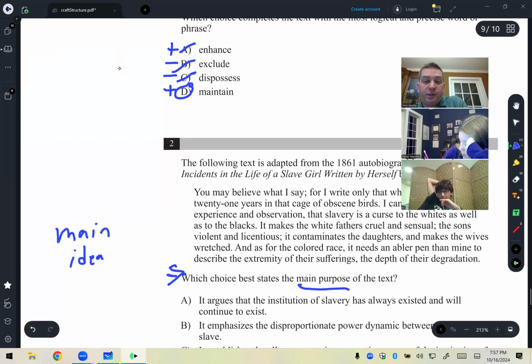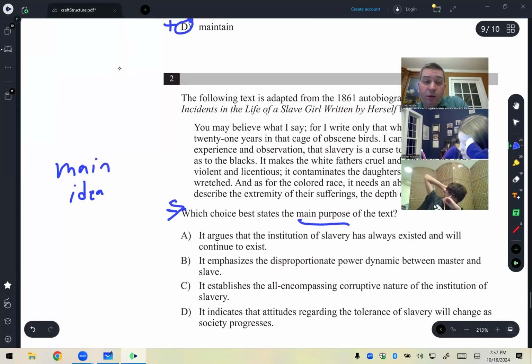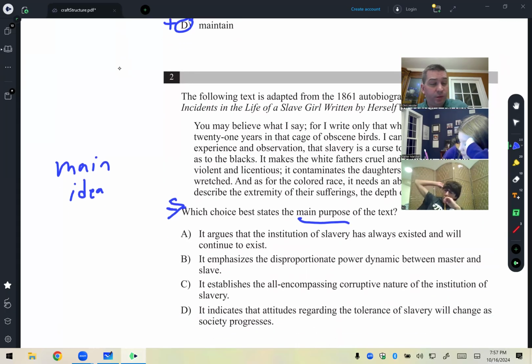What is the main purpose of the text? So I'm going to go through some of these answer choices, and if it seems like I can eliminate it, I'm just going to cross off the whole thing with that button in Blue Book. Does it argue that the institution of slavery has always existed and will continue to exist? No, I don't think there's anything in the passage that argues that. I'm going to cross it off.